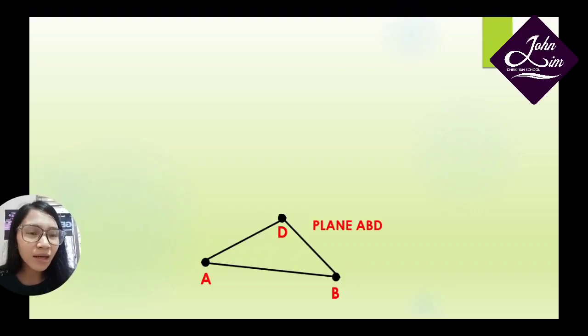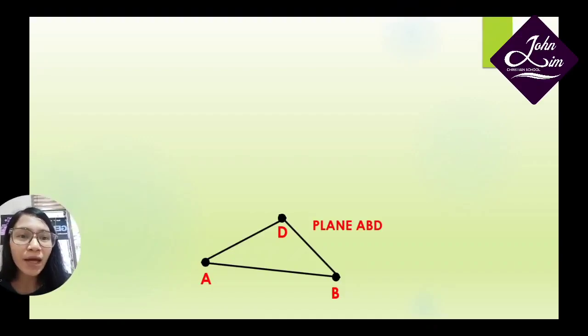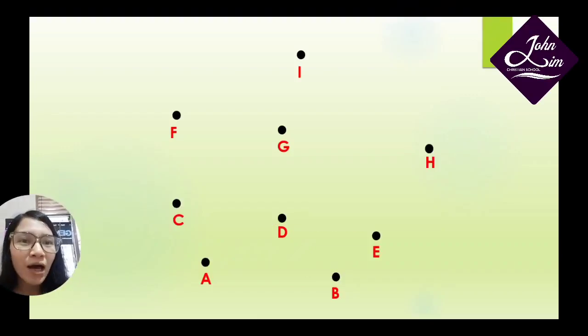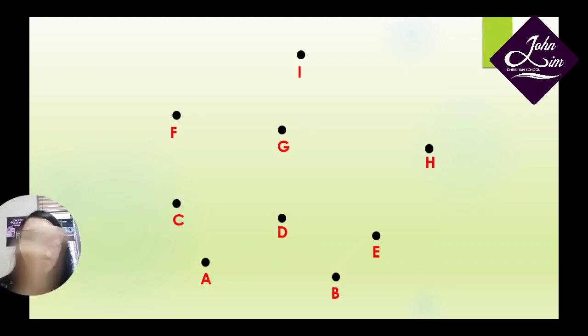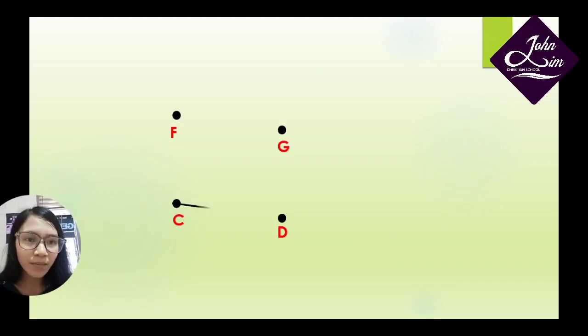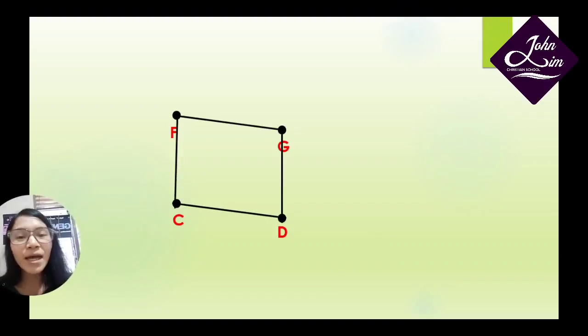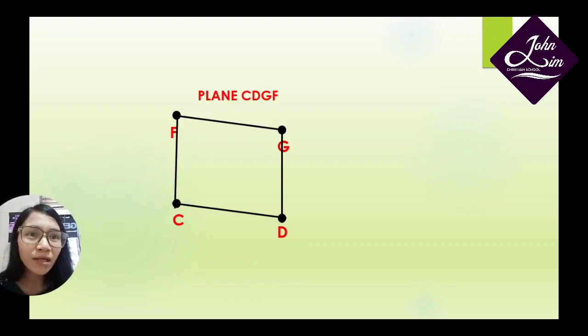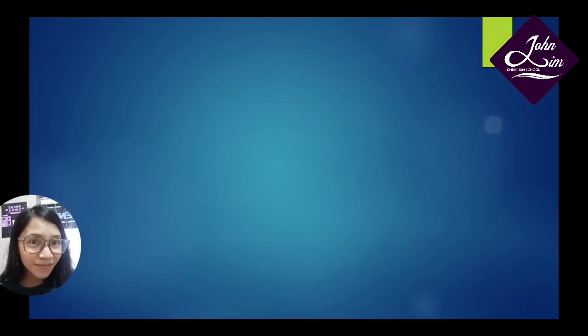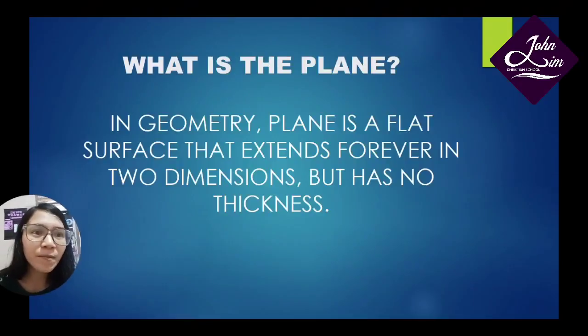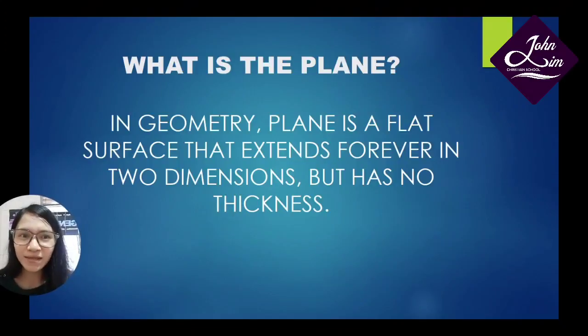Actually, a plane can be made with more than 3 points. So we can make another plane with 4 points. So I want to take 4 points here. They are point C, point D, point G, and point F. So we eliminate the other points. Okay, now we connect them like before. Okay, now we get another plane here. It is plane CDGF. So what is a plane? In geometry, a plane is a flat surface that extends forever in 2 dimensions but has no thickness.